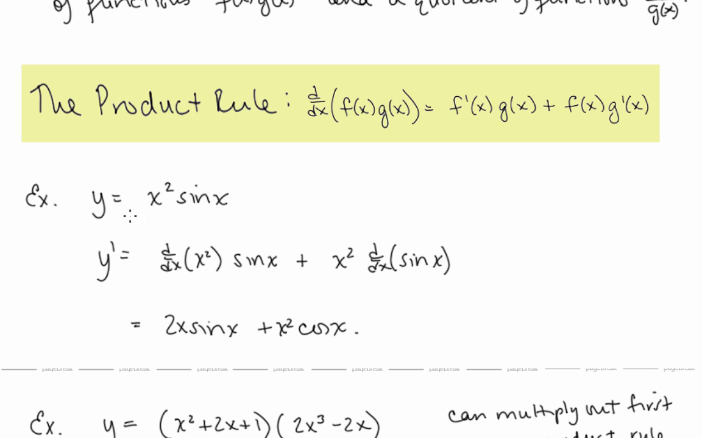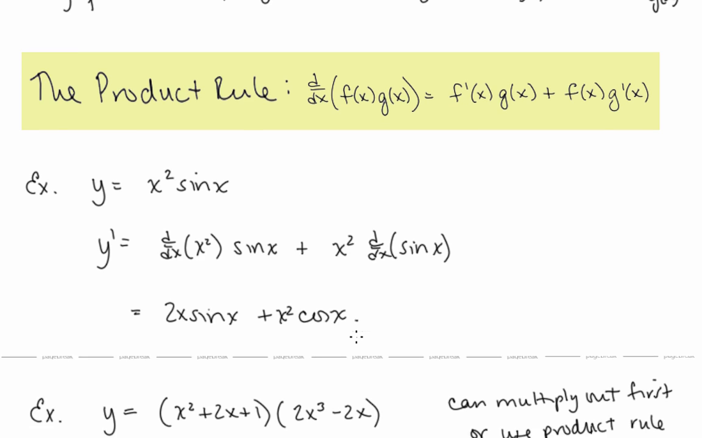So for example, if we have a function like y equals x squared sine x, the product rule says the derivative here is going to be the derivative of x squared, multiply that by sine x, plus x squared times the derivative of sine x. So that's going to be 2x sine x plus x squared cosine x. And that's y prime, our derivative.